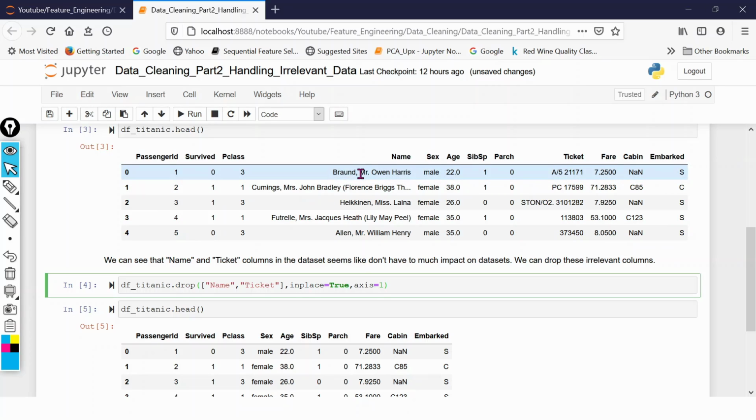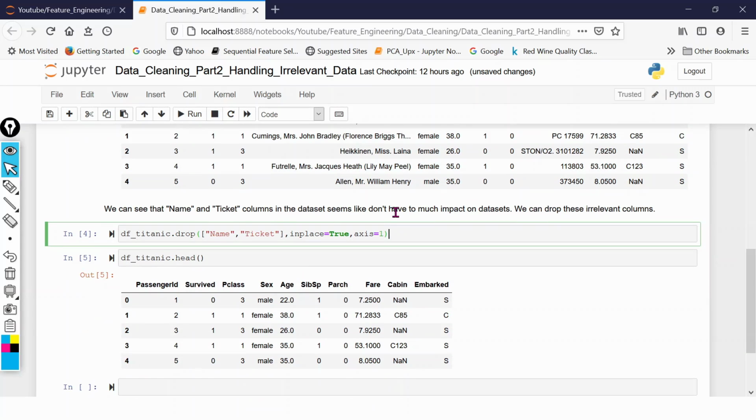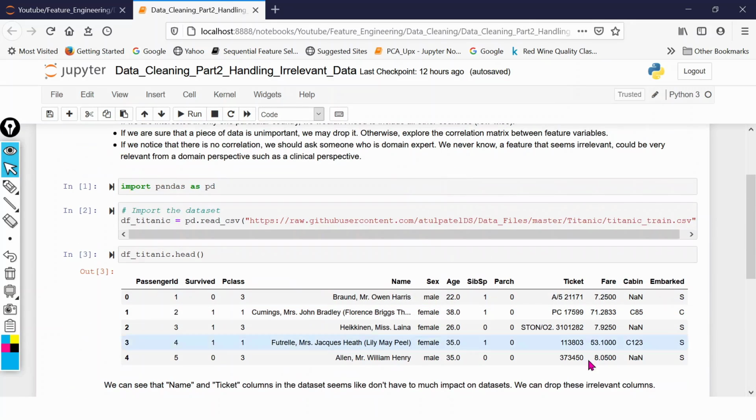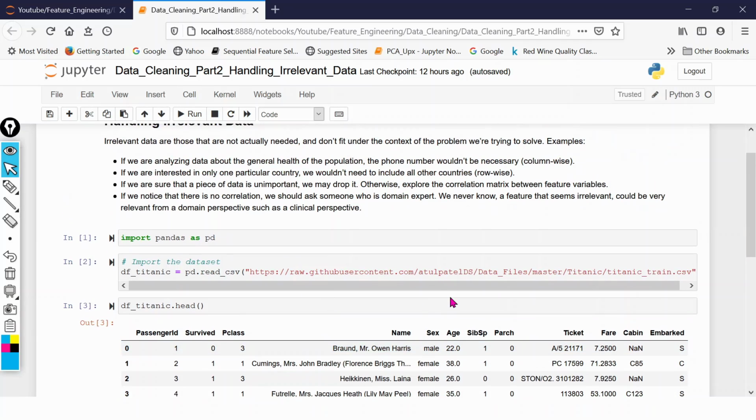Got my point? That's why I am telling you, just discuss with the domain expert, because without discussing we have deleted this. So it's always recommended to discuss with the domain expert. These types of information we delete or drop with the help of a domain expert. So these are called irrelevant data.